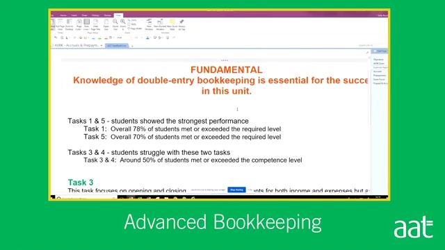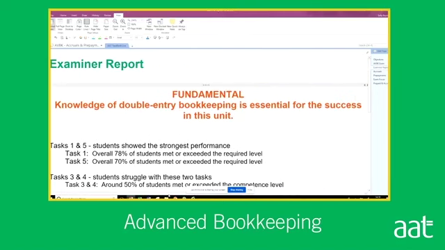So just very quickly, in terms of the examiner's report, the one thing that is absolutely fundamental to your success in AVBK is that you really need to know the knowledge of double entry bookkeeping. You need to know your debits from your credits, and when you're doing journal entries, what are you debiting and crediting, full stop.